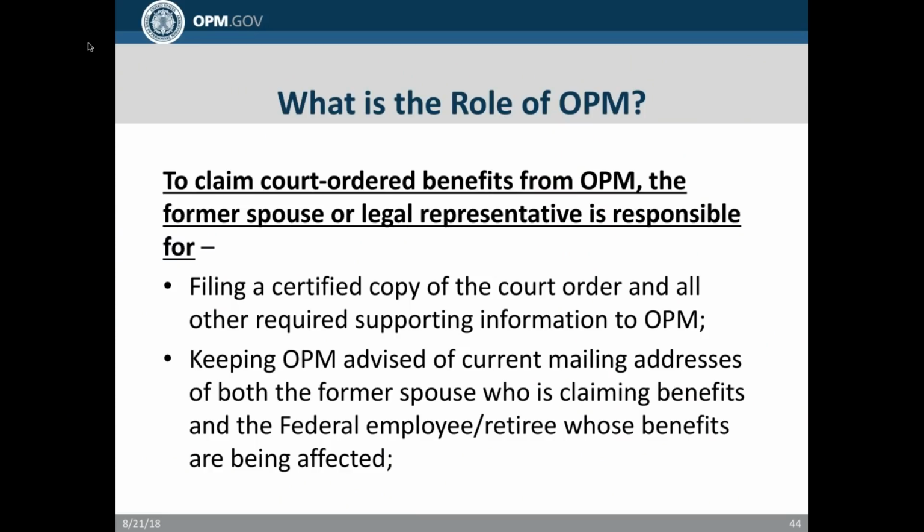What is the role of OPM? To claim court order benefits from OPM, the former spouse or legal representative is responsible for filing a certified copy of the court order and all other required supporting information to OPM, keeping OPM advised of current mailing addresses of both the former spouse who is claiming benefits and the federal employee retiree whose benefits are being affected. So it's the responsibility of the former spouse to ensure that we have all documentation.